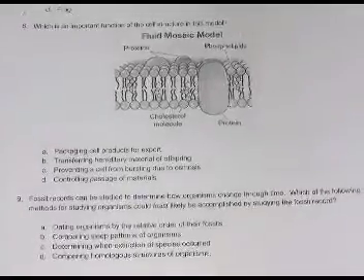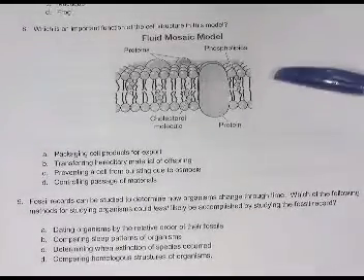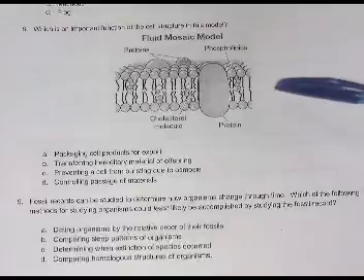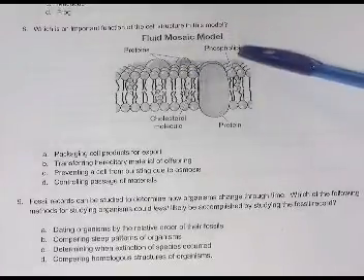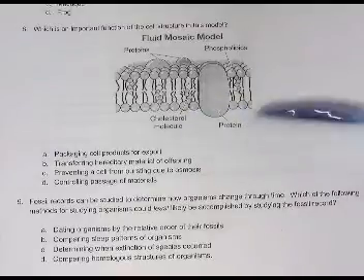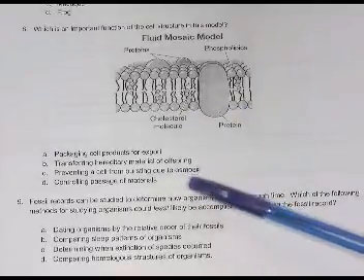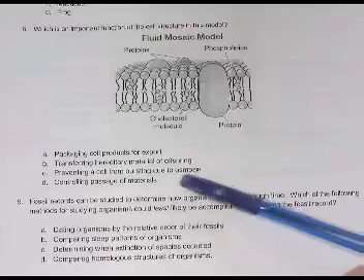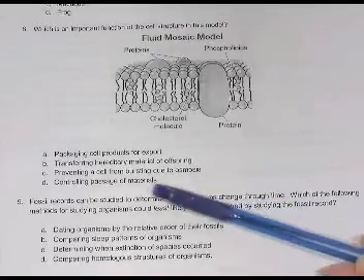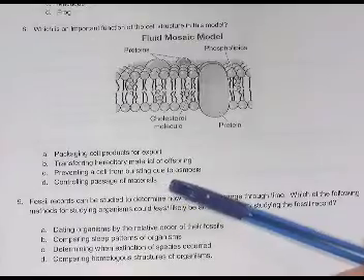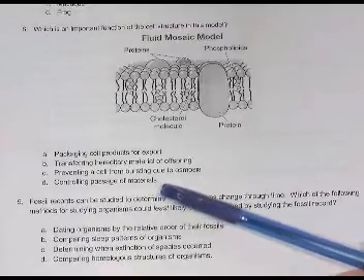Question 8. Which is an important function of the cell structure in this model? So this is the fluid mosaic model with proteins, phospholipids, cholesterol, and proteins. Is it A, cell products for export, B, transferring hereditary material to offspring, C, preventing the cell from bursting due to meiosis, or D, controlling the passage of materials?